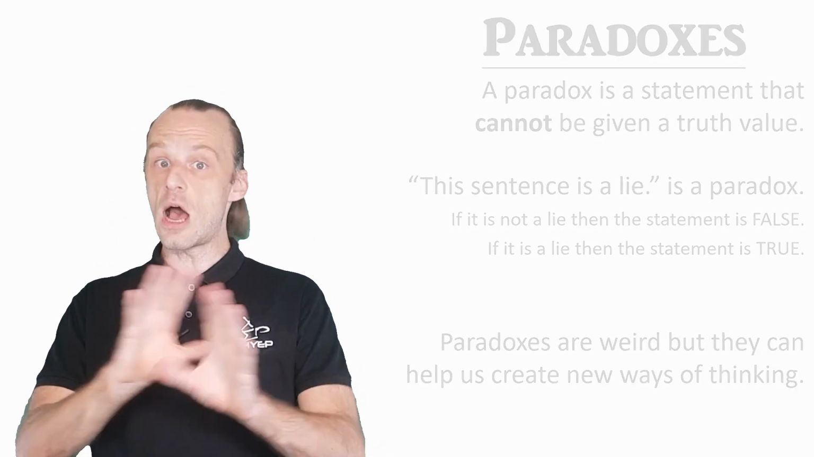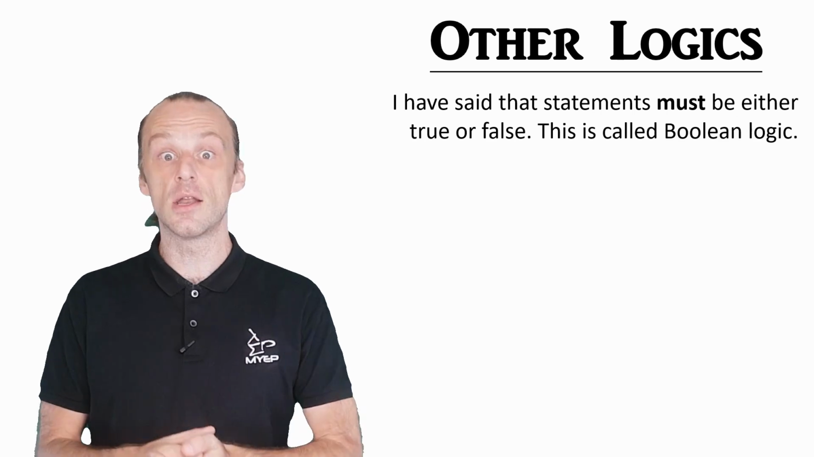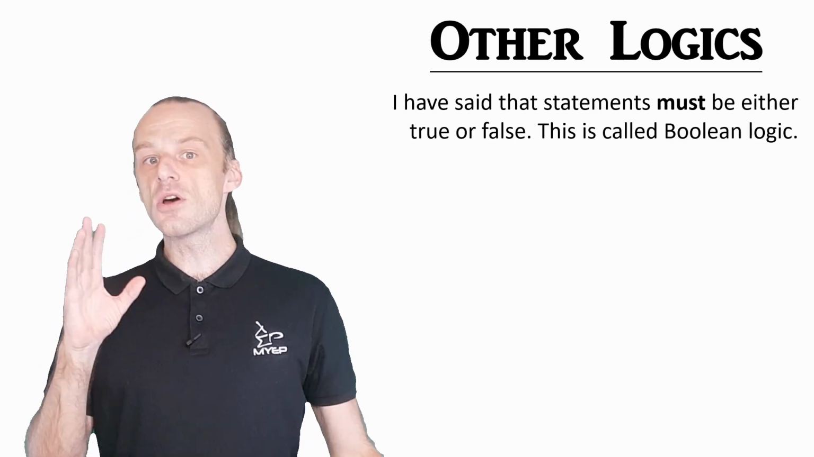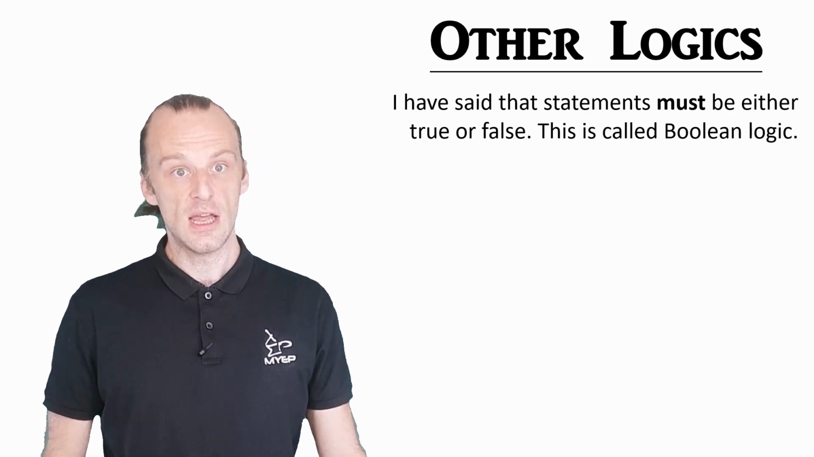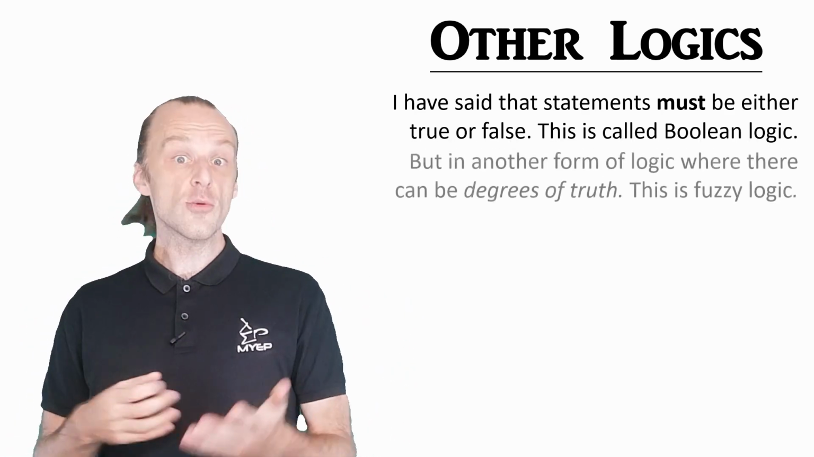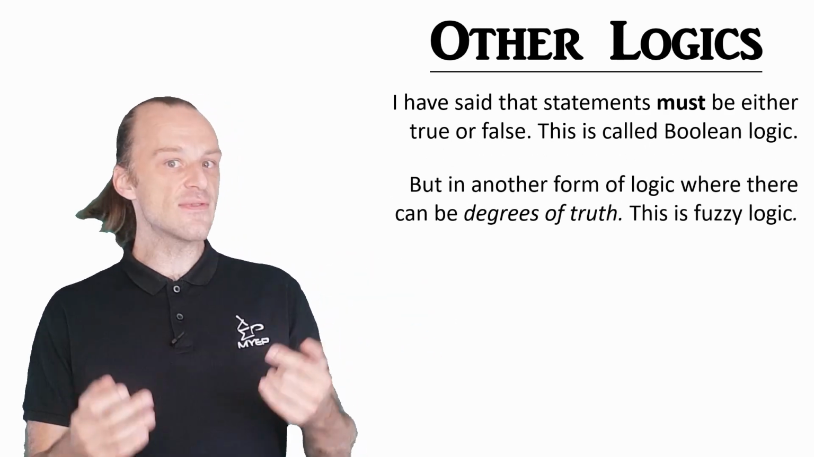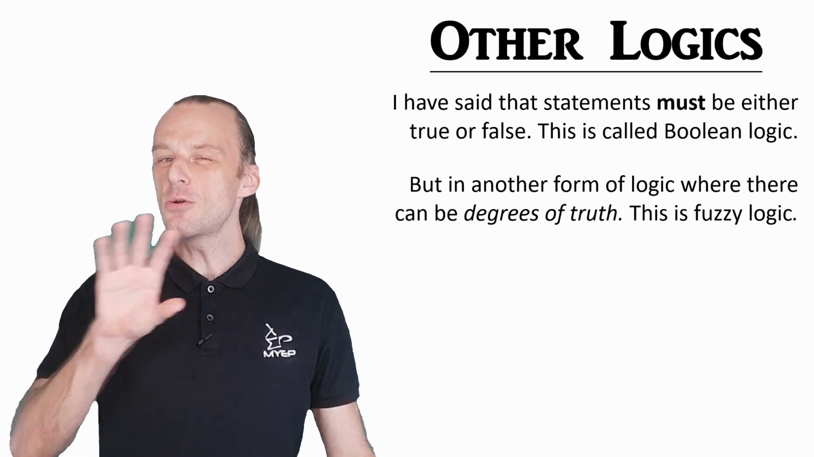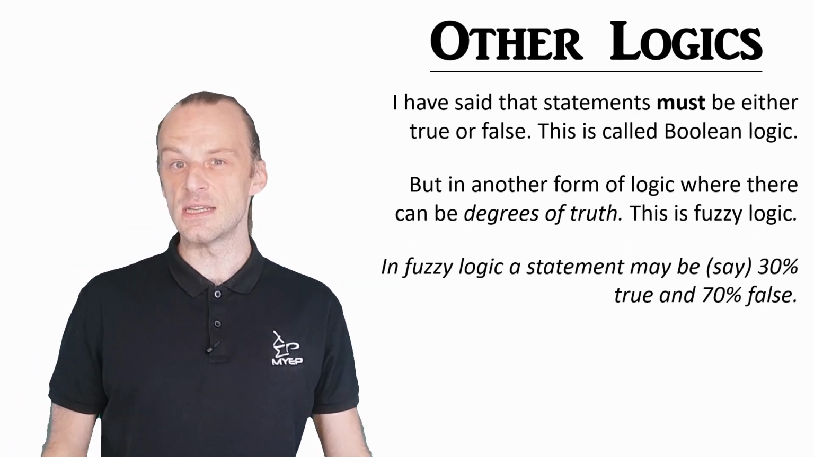There are also other types of logic. I said statements must be either true or false, and in regular logic, that's right. This is often called Boolean logic after the mathematician George Boole. But there is another form of logic with degrees of truth. For example, a statement might be 30% true and 70% false. This is called fuzzy logic, and it was first investigated in the 1960s.